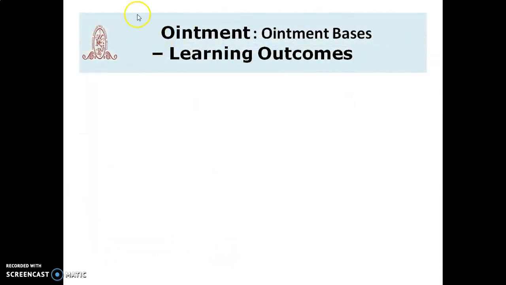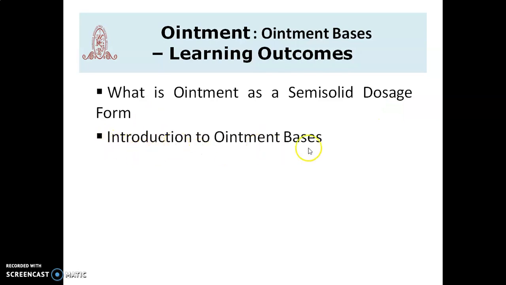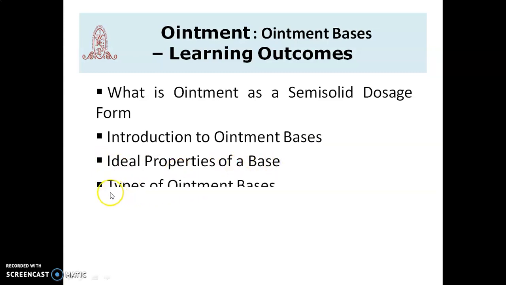What we learned from this presentation on ointment bases, the learning outcomes, are: what is ointment as a semi-solid dosage form, introduction to ointment bases, then ideal properties of a base, and types of ointment bases.